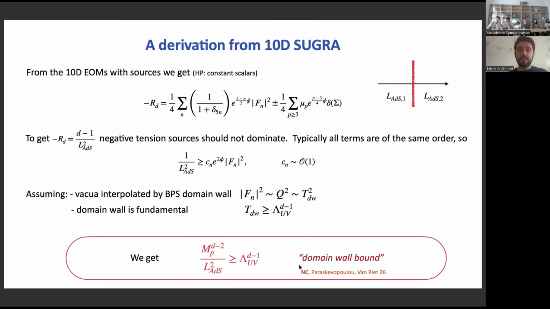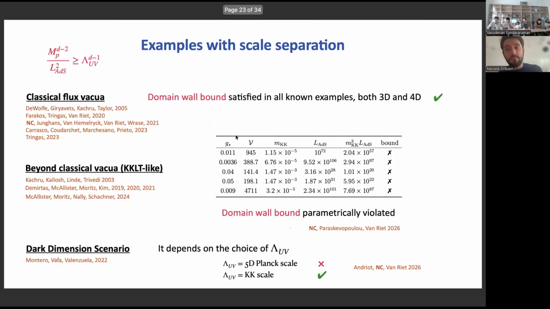Now, this is from a more fundamental theory, I would say, which is 10-dimensional supergravity. And this is a recent work which appeared at the beginning of the month. We call it the domain wall bound because of the role that domain walls have in this discussion. And then once we have this bound, we would like to test it against models with possibly realized scale separation. So we find that classical vacua like DGKT and the other vacua I showed you before with scale separation, they all satisfy it, both in 3D and 4D.